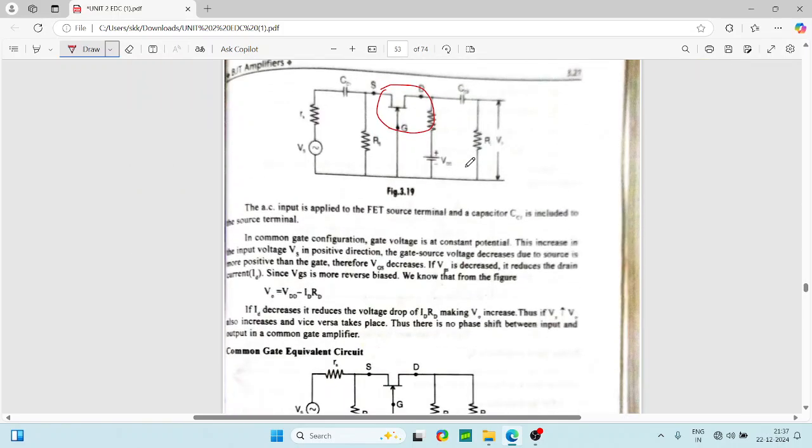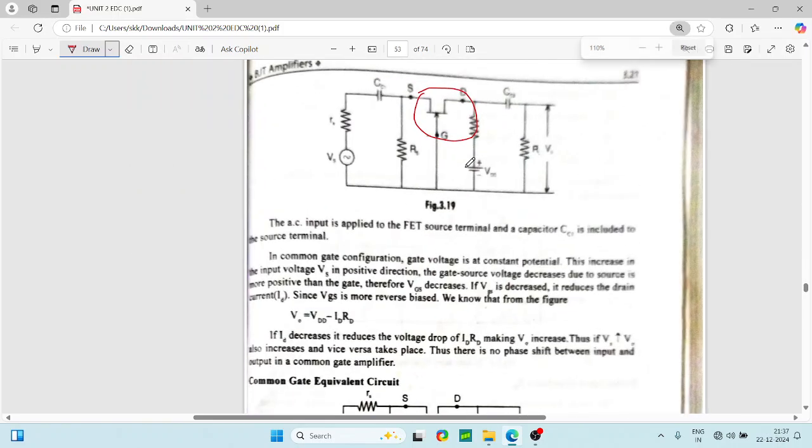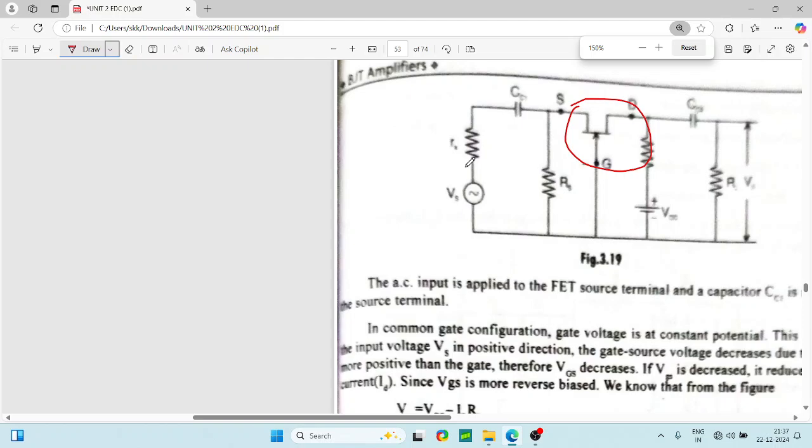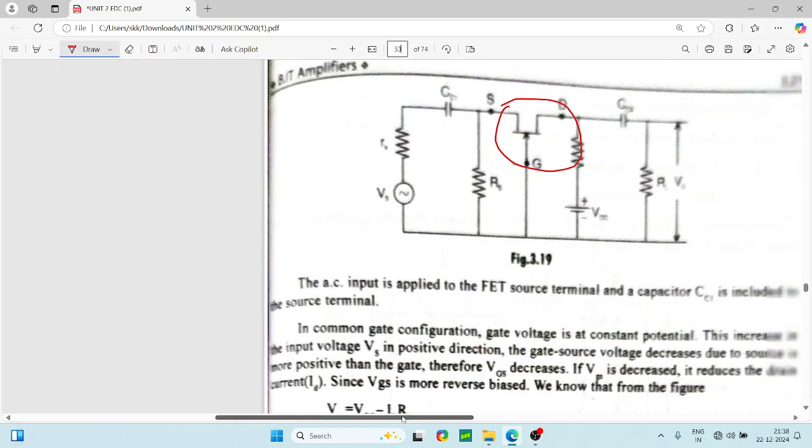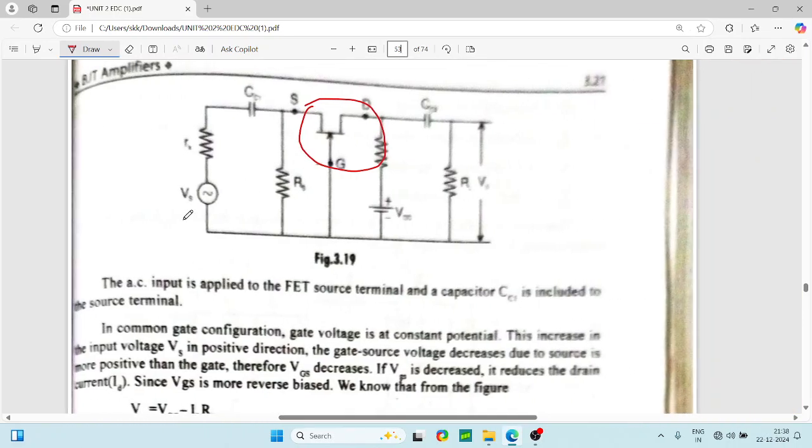So in this symbol, listen here, this is the source, this is the source resistor. Don't get confused about the source resistor, because this resistor is indicated as small rs. Okay, right.